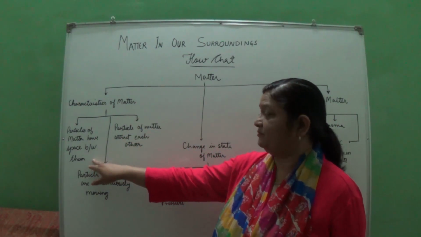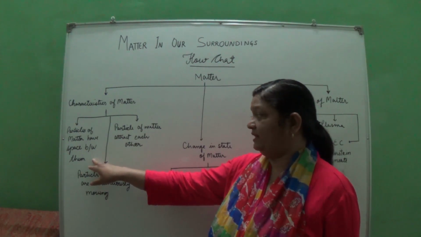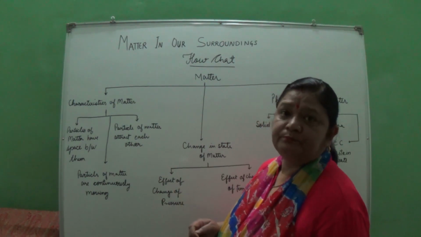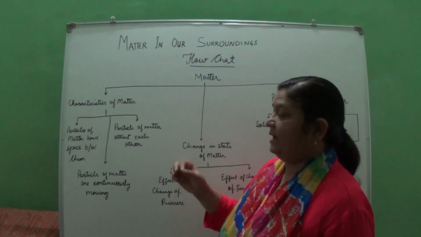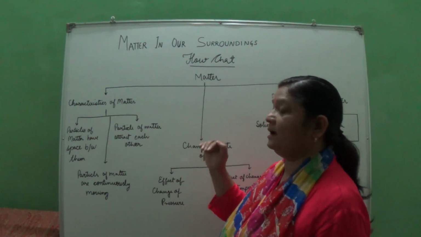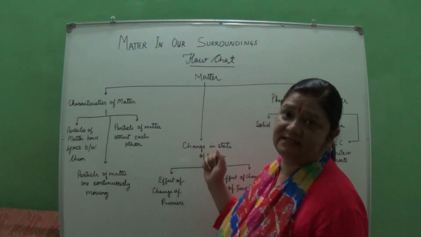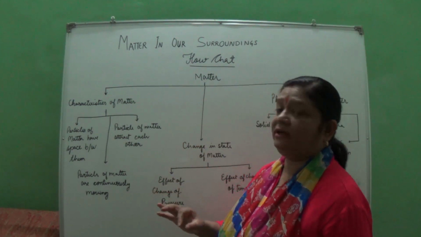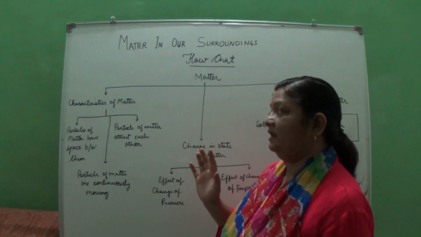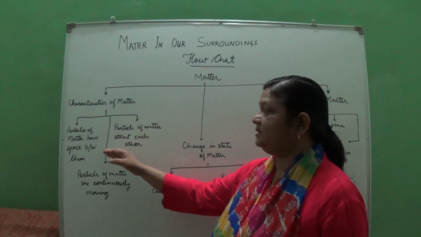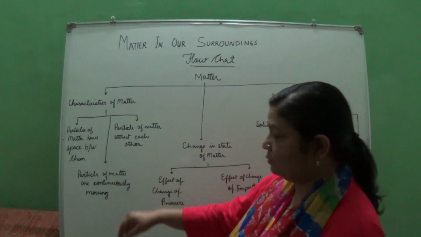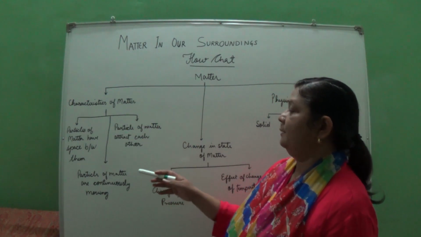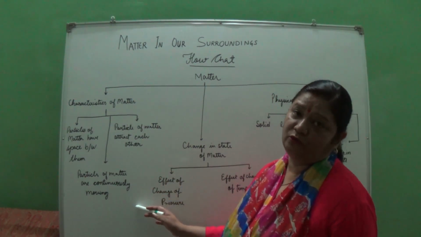For this we have just performed an experiment. I explained an experiment: take a spoon of sugar and add it to water, and we will see that the level of the water does not rise. Up to a certain point we can add the sugar and we don't see any rise in the level. This is because the particles of matter have space between them.